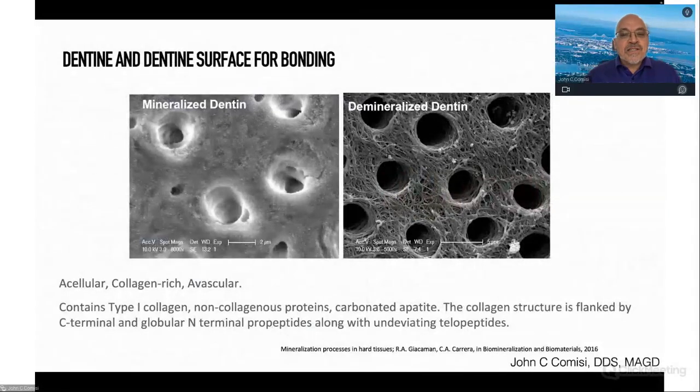And the problem is that we are trying to bond into dentin. Dentin, in its mineralized state and its demineralized state, become two different items. If you don't demineralize them effectively, you're not going to get any kind of adherence into the tubular and the peritubular structure. As you can see here, it's kind of like a sponge.